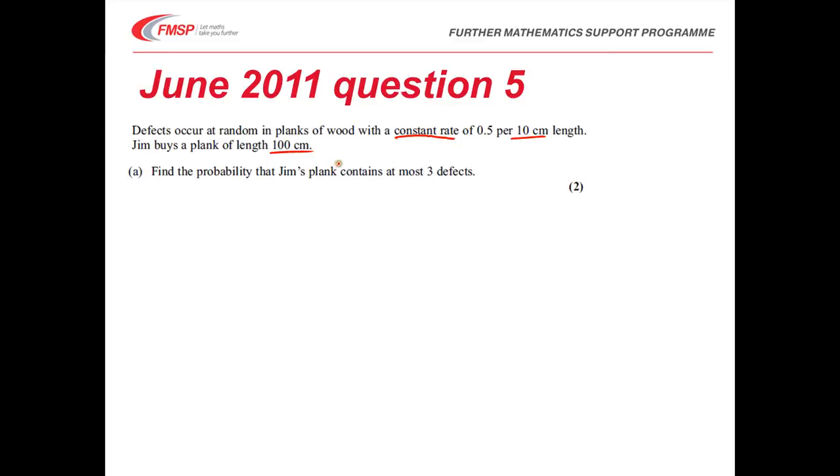So first of all, we need to make sure we're dealing with the correct distribution. It doesn't always require this, but it's useful to write down. So let x be the number of defects in 100 centimeters. Okay, so that tells me that I'm dealing with a Poisson, and in this particular case a Poisson 5, because it's 0.5 per 10 centimeters. And I'm asked to work out the probability that x is less than or equal to 3.